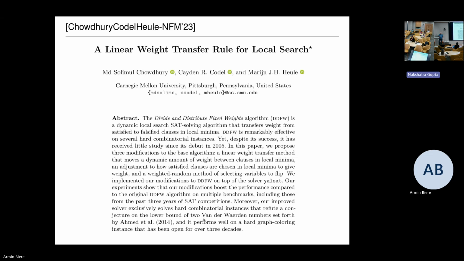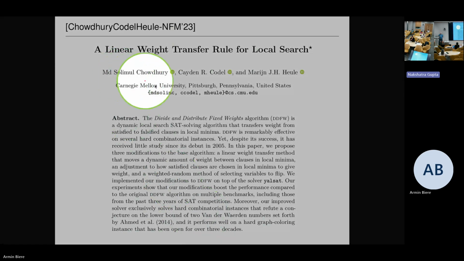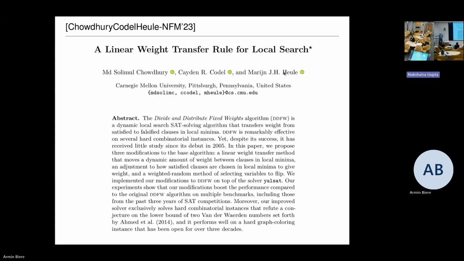And Solimul, like the first author here, he was a postdoc with Marijn Heule. He hacked my solver YalSAT, and it's like very complex and complicated, as you will see. So what I'm saying here is these ideas which are in here, they need to be distilled and made more clean, and then we'll get a way better local search algorithm.